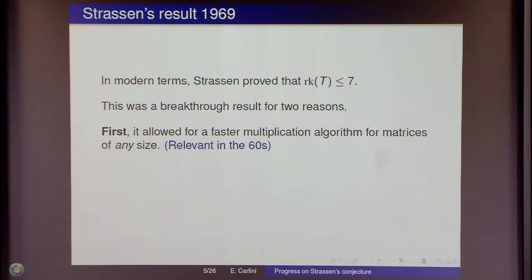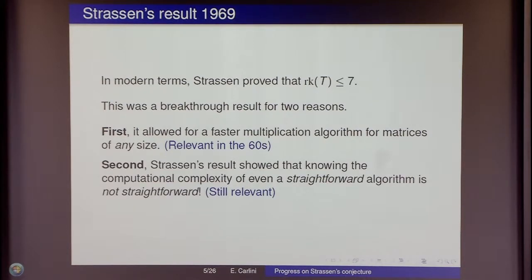But the second contribution is still relevant and basically was saying to people, well, even if you are considering a very straightforward algorithm, something you think you know very well, multiplying 2 by 2 matrices is easy, well, there are surprises. Maybe the computational complexity, whatever you want to denote with that, is not what you expect. So you have to be very careful when you want to decompose tensors or find optimal algorithms.